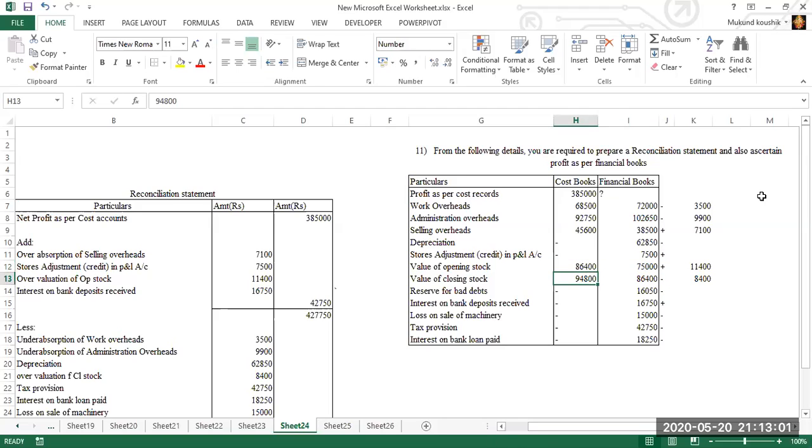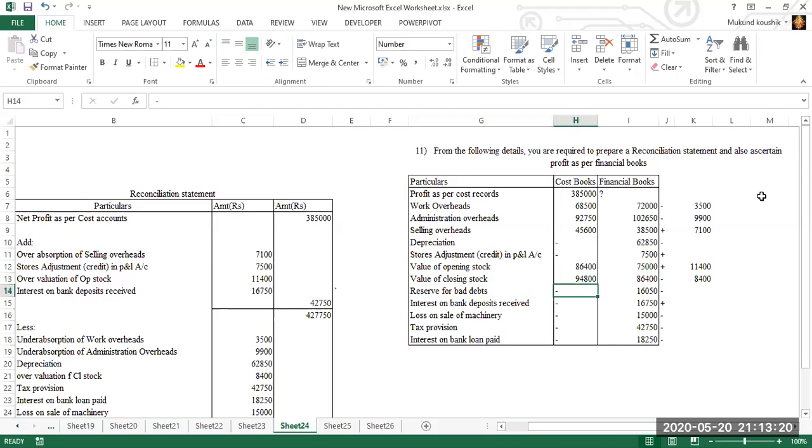Then the value of closing stock. The value of closing stock as per costing books is 94,800 and as per financial books it is 86,400. Here also it is overvaluation of closing stock. Whenever we have overvaluation of opening stock, we add; whenever we have overvaluation of closing stock, we deduct. We have to just reverse it.